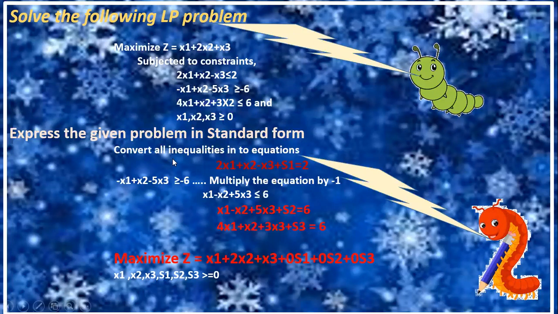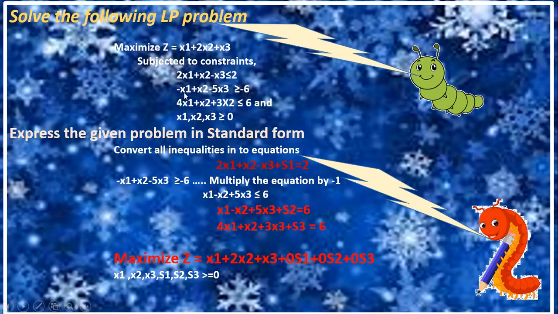So convert all the inequalities into equations. The first equation is 2x1 plus x2 minus x3 less than or equal to 2. Since the inequality is less than or equal to, a slack variable can be added to make it an equation. So the equation becomes 2x1 plus x2 minus x3 plus s1 is equal to 2.